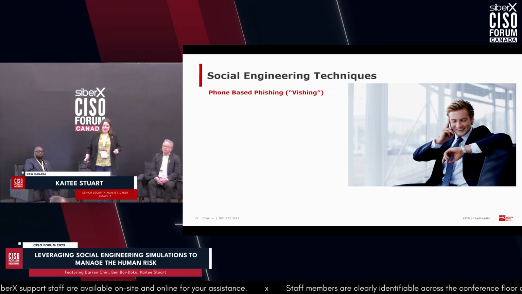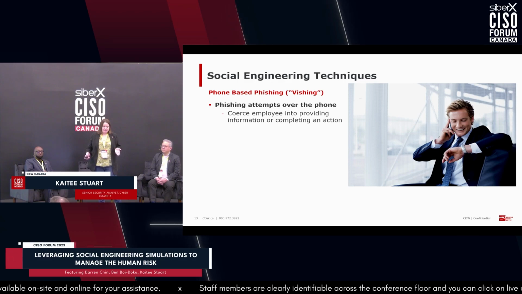So the next technique I'm going to talk about is phone-based phishing, or vishing. So this is phishing over the phone.